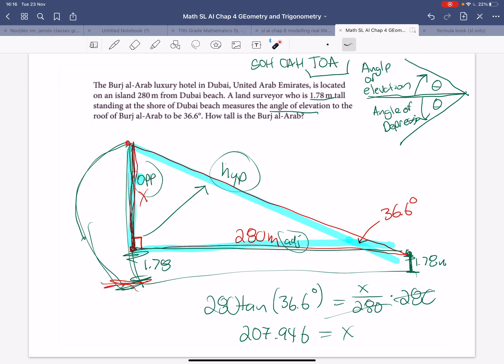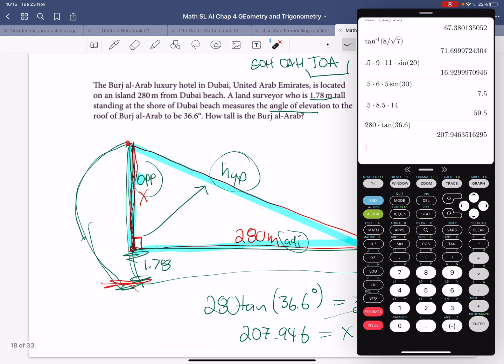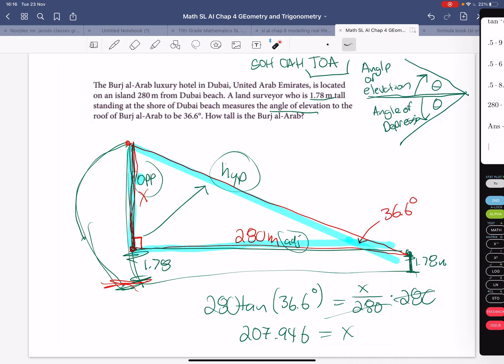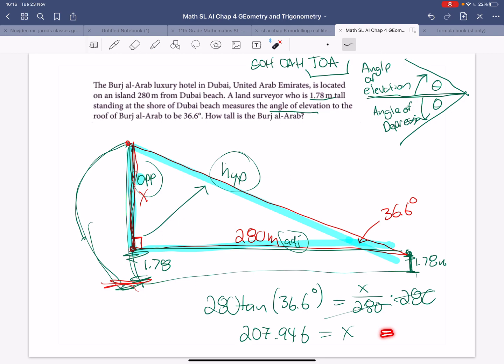Okay, we've got to make sure we add in this 1.78. So before you've done anything on your calculator, just press plus. It brings up the answer plus 1.78. That gets us 209.72. So x equals, when we add these up together, 209.72. Three significant figures is 1, 2, 3. Look to the right, it's a 7. So we would say 210 meters tall.